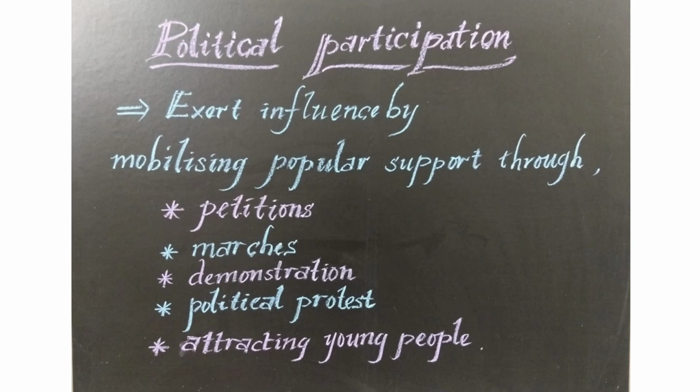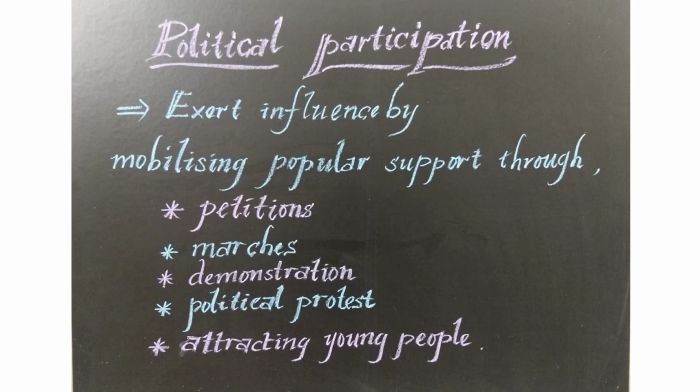Why are they called the informal phase of politics? They exert influence, that is, they act by bringing their influence precisely by mobilizing popular support through activities such as providing petitions. Suppose any policy is not apt for the people's welfare, these groups provide petitions. Marches mean they form a group and march, raising their voices against the government policies and doing demonstrations on the street and other forms of protest. And by all these activities, they are attracting the people also.